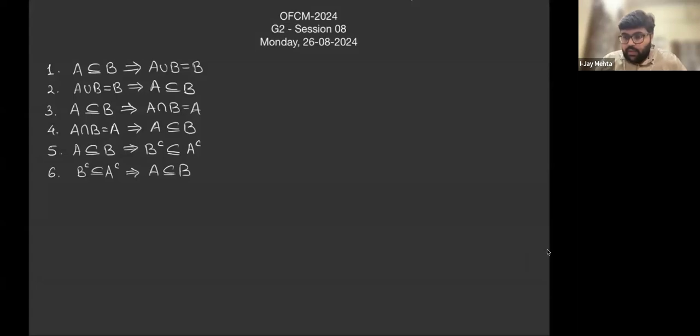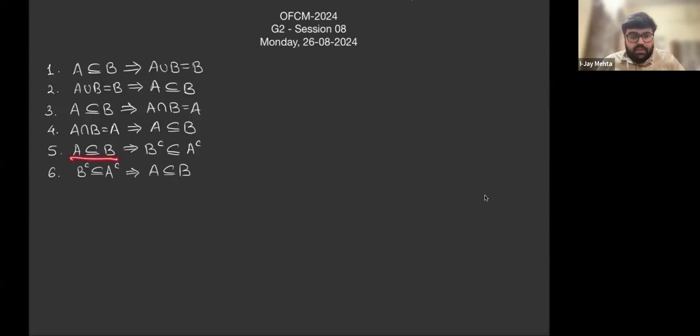Okay. So these are the six statements we proved, right? We proved six implications. First, A subset of B, then A union B is B. Then its converse: if A union B equals B, then A is also a subset of B. This is also true. Then about the intersection, if A is a subset of B, A intersection B is A, and conversely, if A intersection B is A, then A is also a subset of B. And these, we proved, are actually contrapositive statements, right? We proved equivalence using contradiction.